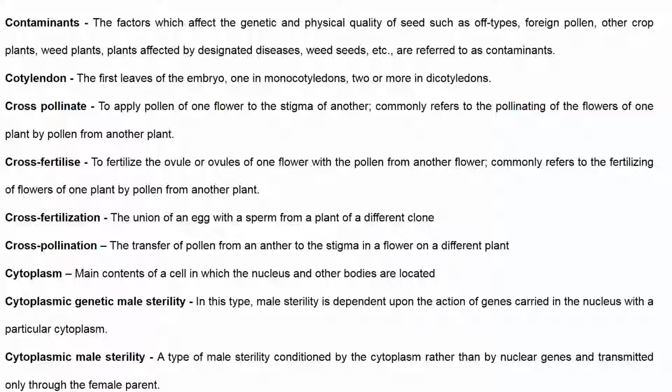Cytoplasmic genetic male sterility: in this type, male sterility depends upon the action of genes carried in the nucleus with a particular cytoplasm. Cytoplasmic male sterility is a type of male sterility conditioned by the cytoplasm rather than by nuclear genes and transmitted only through the female parent. It is controlled by the mitochondrial DNA.